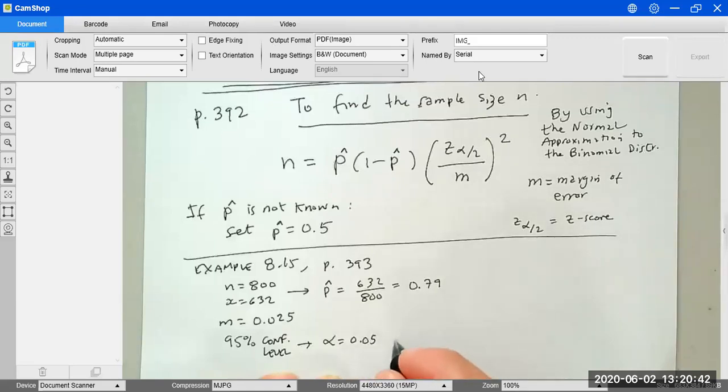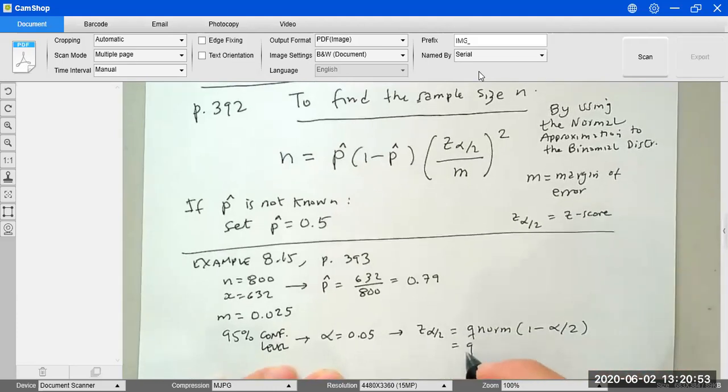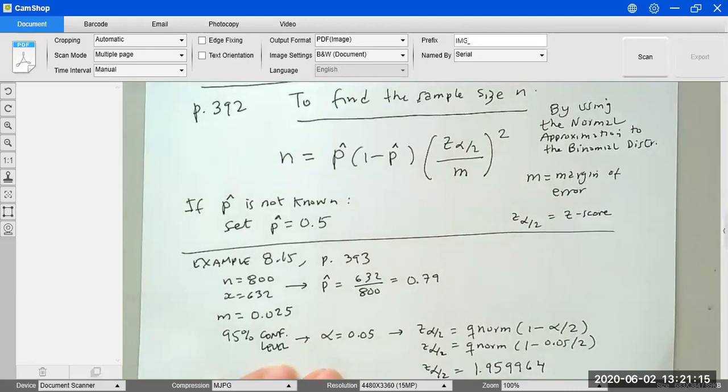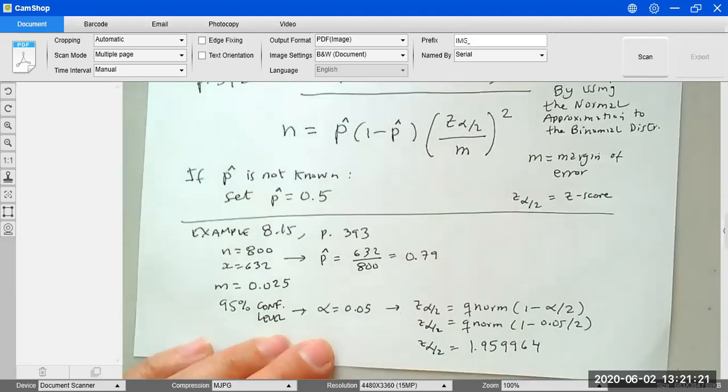So with this value of alpha, we're going to be able to find z alpha over 2 by using qnorm of 1 minus alpha over 2. So this is going to be qnorm of 1 minus 0.05 over 2. We can use R to find this value. The value is just 1.959964. Okay, so now we're going to use the formula to find the size of the sample.